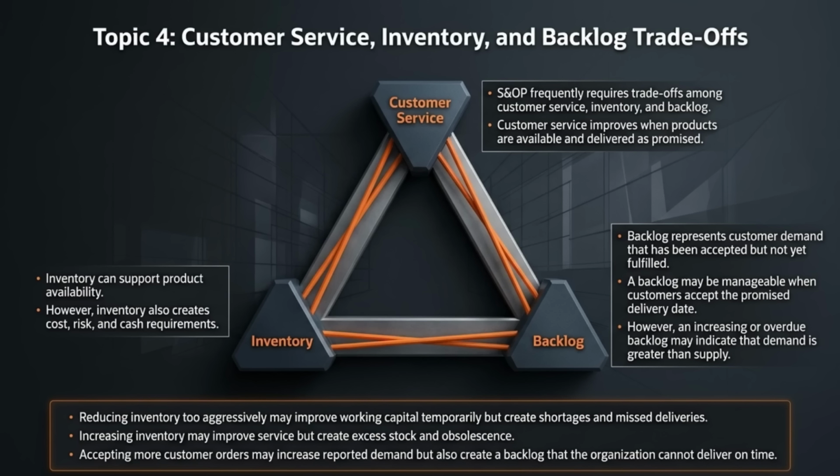Backlog represents customer demand that has been accepted but not yet fulfilled. A backlog may be manageable when customers accept the promised delivery date. However, an increasing or overdue backlog may indicate that demand is greater than supply. Reducing inventory too aggressively may improve working capital temporarily, but create shortages and missed deliveries. Increasing inventory may improve service, but create excess stock and obsolescence. Accepting more customer orders may increase reported demand, but also create a backlog that the organization cannot deliver on time.